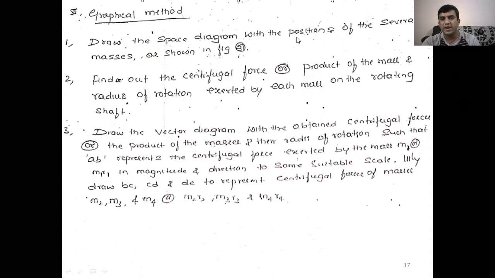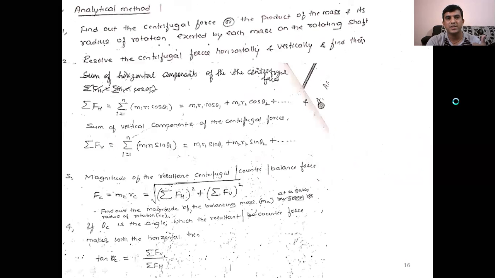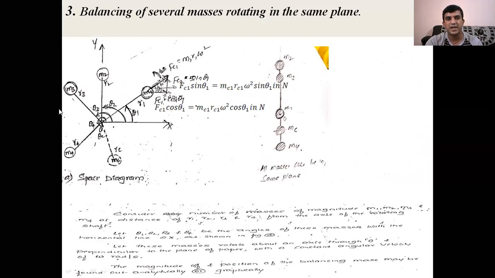Suppose instead of the analytical method you go for the graphical method, then how do you do it? First you draw the space diagram. Again, no need to go for a scale here, only the angle, the orientation, is important. Whatever angle is given, you consider the same angle. Draw the space diagram with the positions of the several masses. This will be the space diagram.